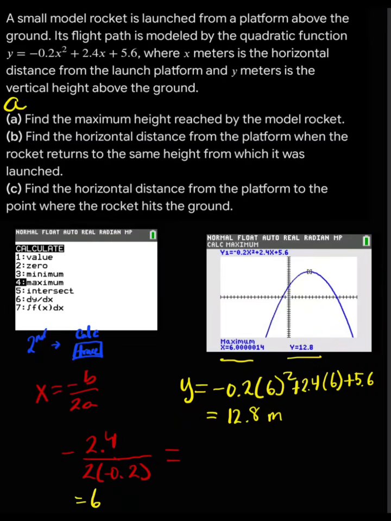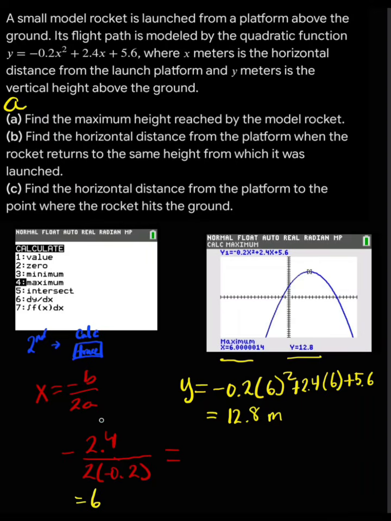So we need to find the maximum height reached by the rocket. To calculate the maximum using the TI-84 Plus CE calculator, we go to second and trace, which is actually calculate. We're going to go to option number 4 to find the maximum. To find the maximum, they're going to ask us for our left bound, our right bound, and then they're going to ask us to guess it. Here we can see that the maximum is 6.